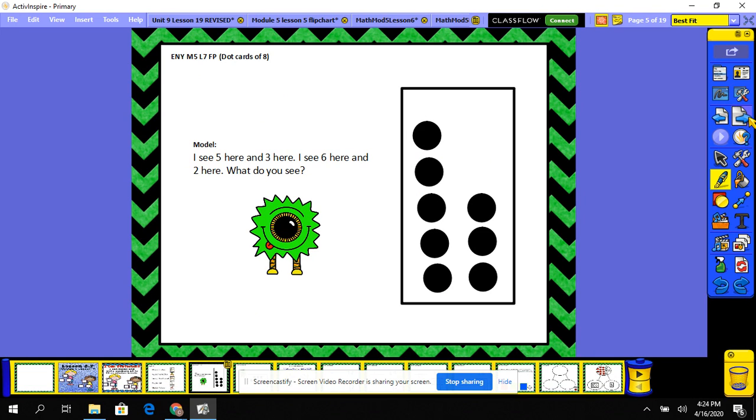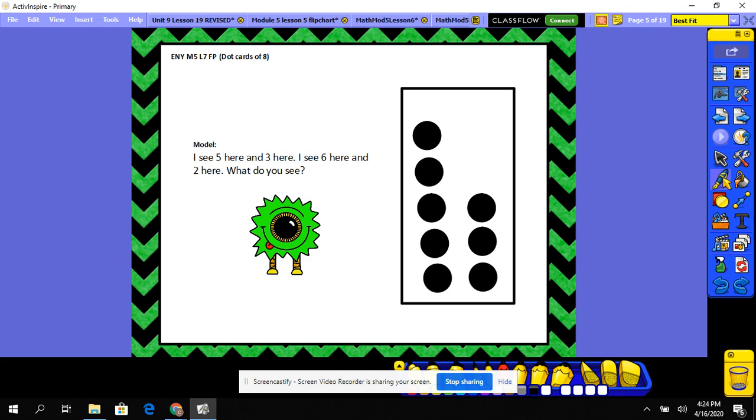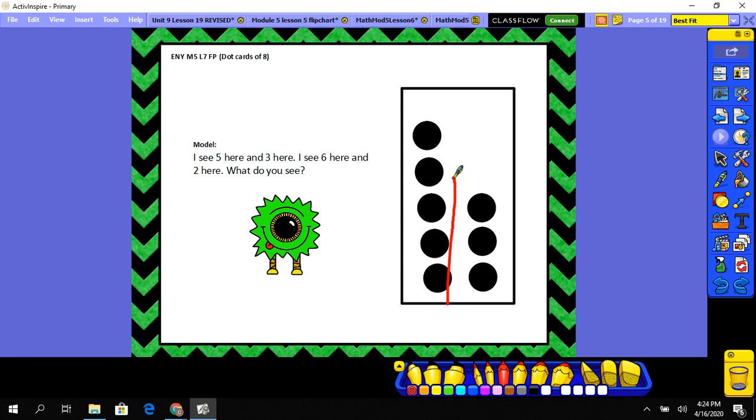Let's look at our dot cards to 8. We've done this several times. Look at our dot cards. I see a group of 8. I can see this group of 8 as two different parts. I can see a group of 5 and a group of 3. Can you see a group of 8 a different way? Yes, we can see this as a group of 6 and a group of 2.